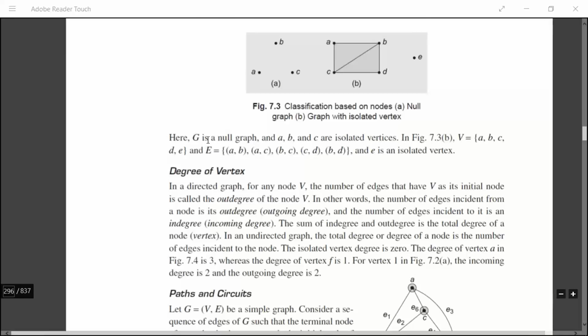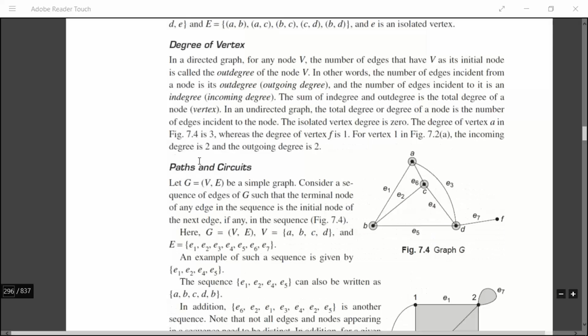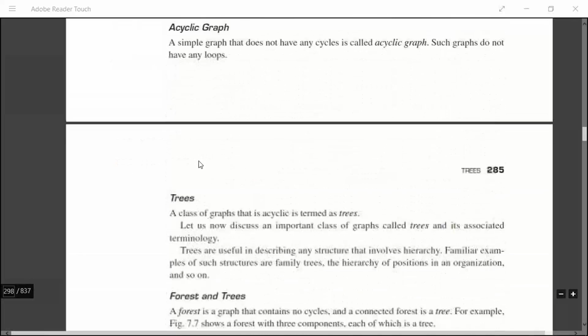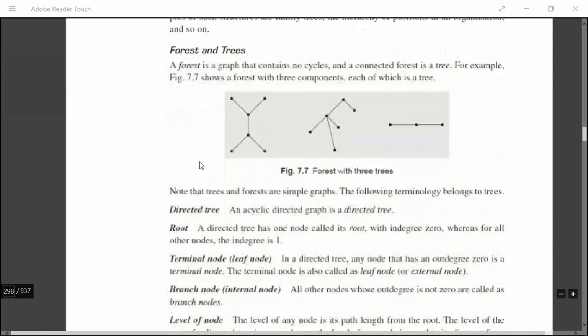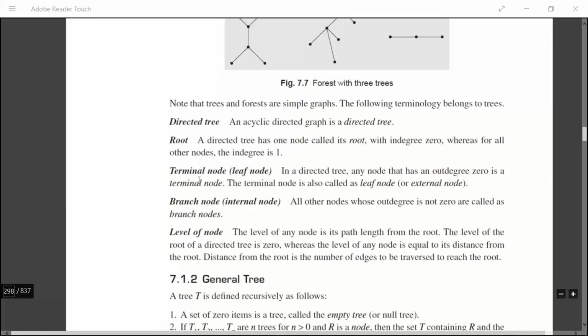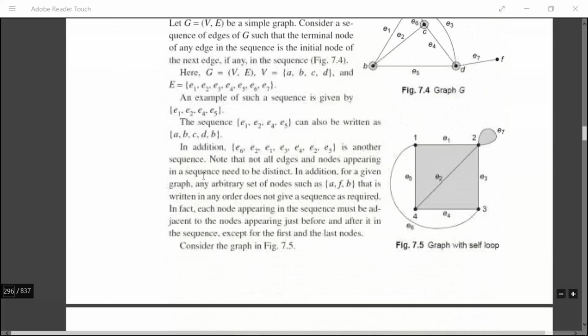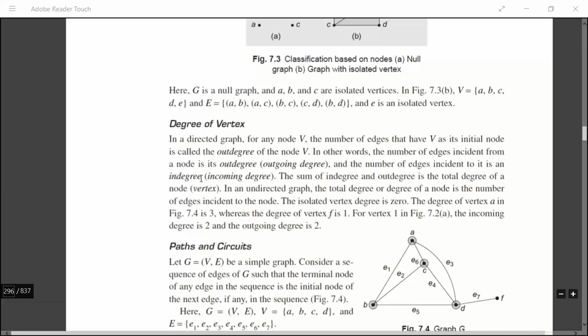Today we are going to discuss what a vertex and the degree of a vertex are, and how to consider a path. What is a loop, connectivity, and the basic definition of a tree, and the terms associated with a tree. This is what we are going to learn today. So the first thing here is the degree of a vertex.